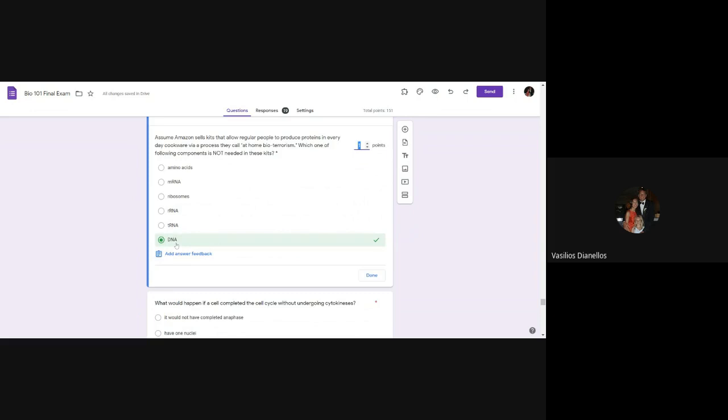Now, granted, in cells, as opposed to this hypothetical situation we set up here, the DNA provides the code that is used to make the mRNA. So, yeah, in a cell, you wouldn't have the mRNA without the DNA. But DNA is not directly used in translation, so that is the correct answer.